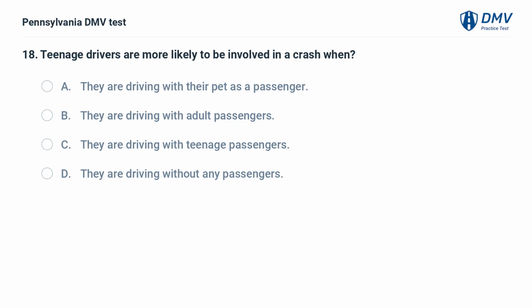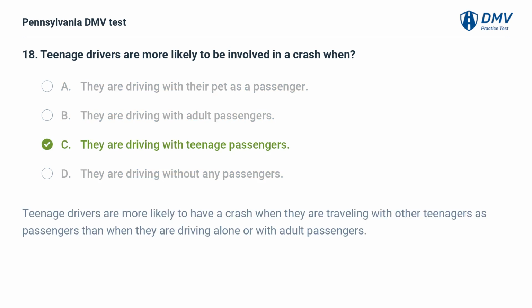Teenage drivers are more likely to be involved in a crash when A. They are driving with their pet as a passenger. B. They are driving with adult passengers. C. They are driving with teenage passengers. D. They are driving without any passengers. C. They are driving with teenage passengers.